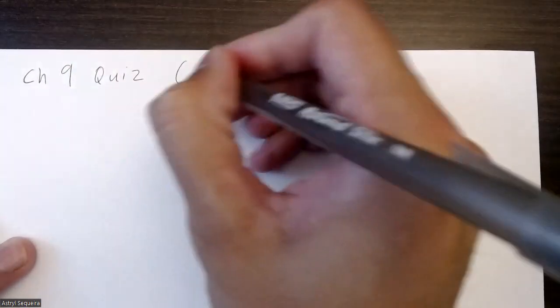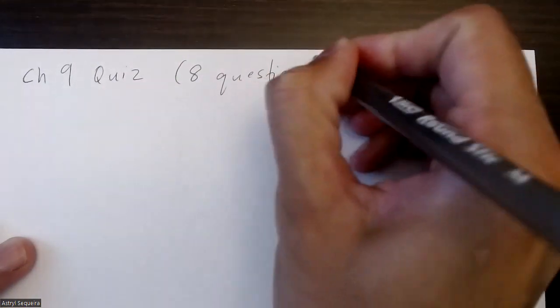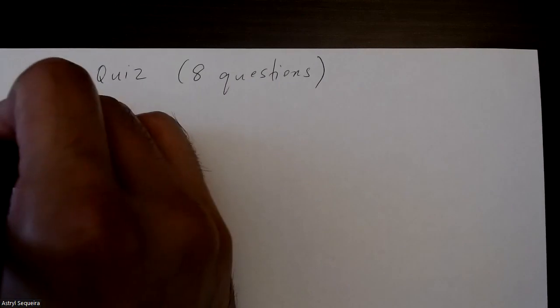All right, so in this video, we are going to do another chapter 9 quiz, which is basically combining functions, and this is going to include 8 questions. So let's get into it. Question number 1 is a graphing question.